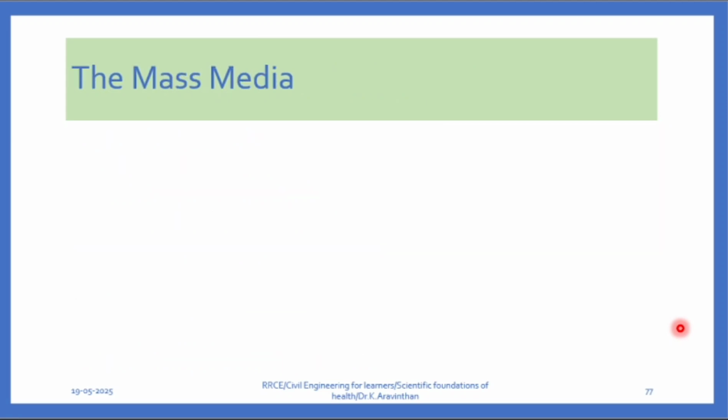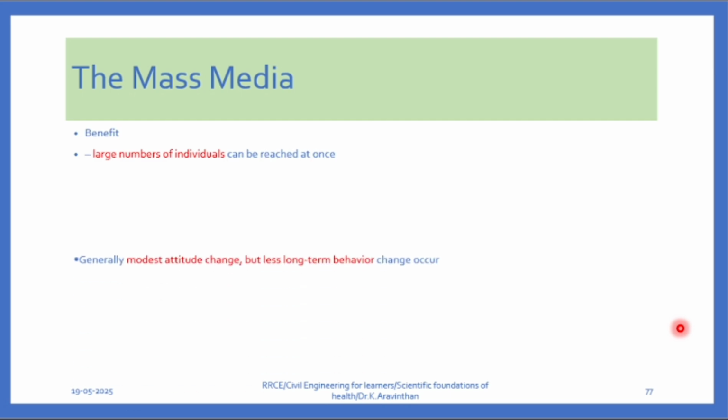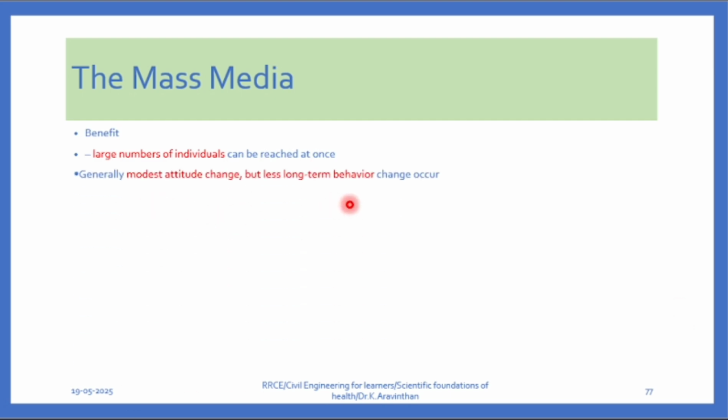Next thing is mass media. A larger number of individuals you can reach that way. What are the disadvantages if you want to promote health related things? If you are just posting on social media or mass media, it will take an initial 1 hour. Whatever message the government sends you on social media, within 5 or 10 minutes you will be aware. But after that, when the next message comes, you forget that. This is the disadvantage of this. There is less long-term behavior change.